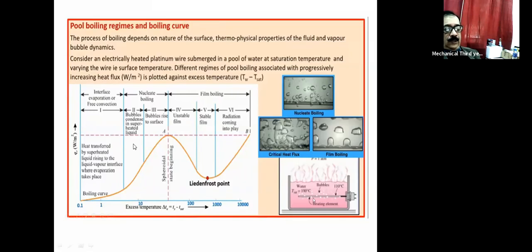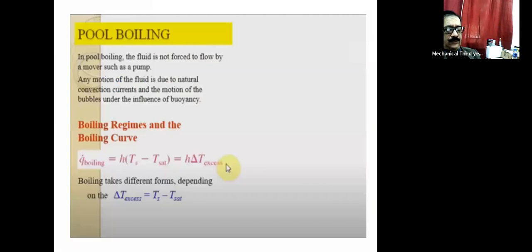Okay, we will talk about the individual regime now. We will come back to this one. This is pool boiling, and we will see the different regimes now, as we have seen in the previous diagram. In pool boiling, I'm not going into detail on this also.